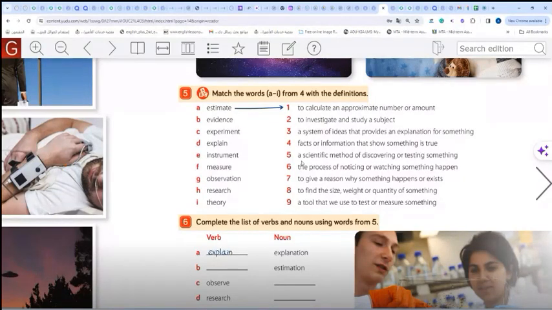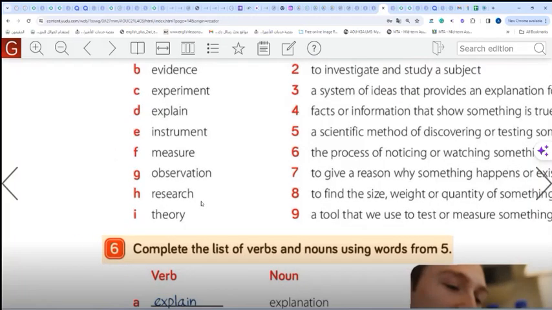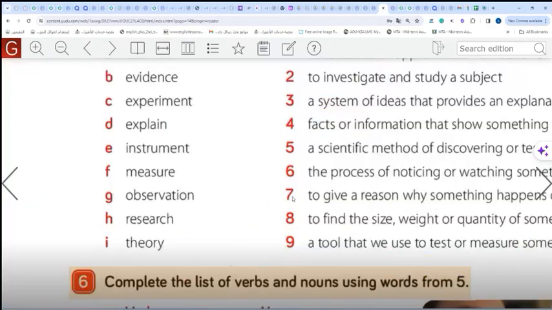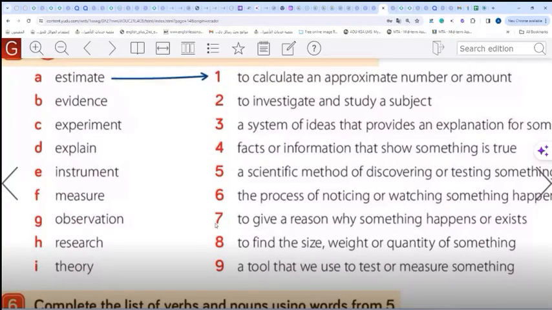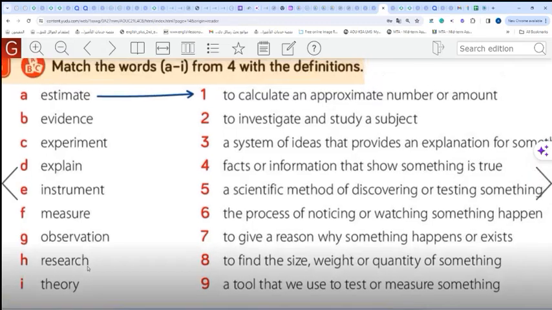Okay. So what about research? Number 3, a system of ideas that provides an explanation of something. Is it research or theory? What do you think? So try again. Number 2. What do you think? Okay, number 2. Oh, yes, research. Do you agree with him? Okay, Hamid. Okay, Abdullah. Yes.